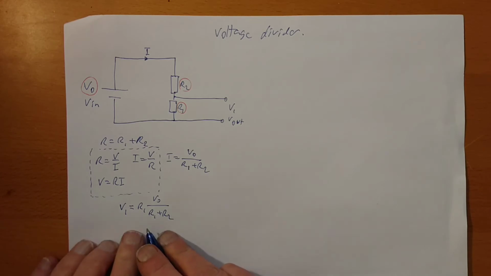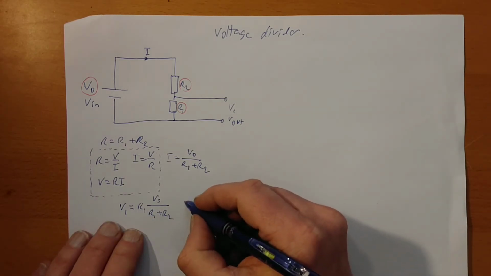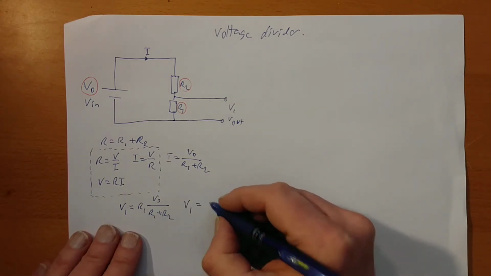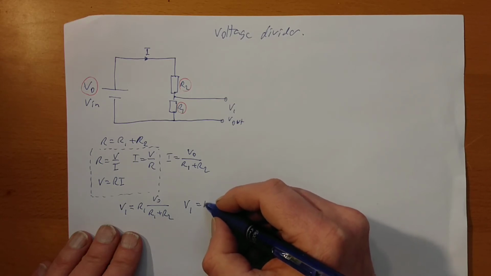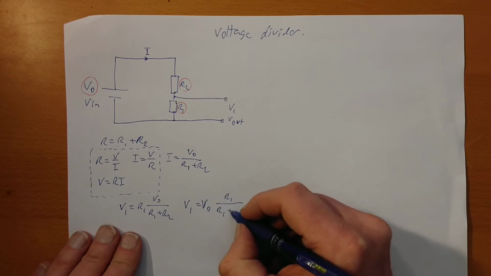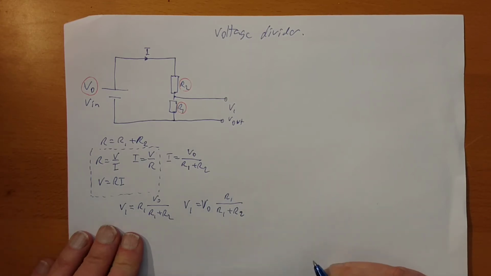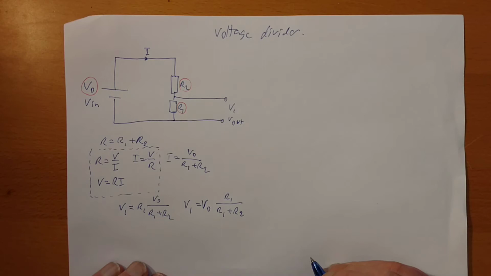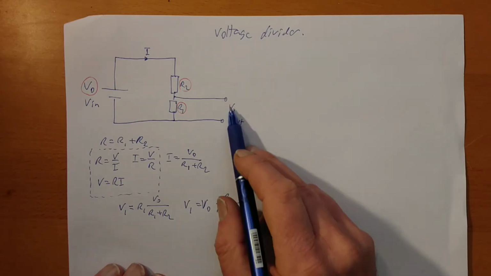This is a bit ugly form to have it in. Usually we rewrite it like this instead: V1 equals V0 R1 over R1 plus R2. So this would be the formula that we can use to calculate this voltage there.